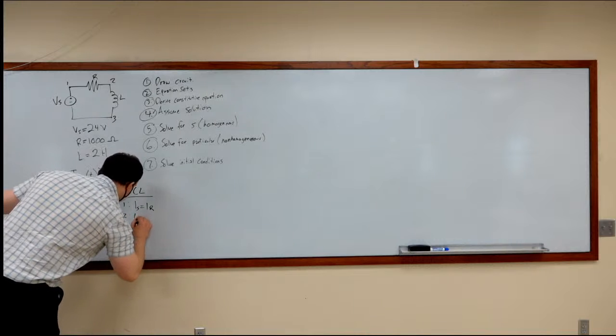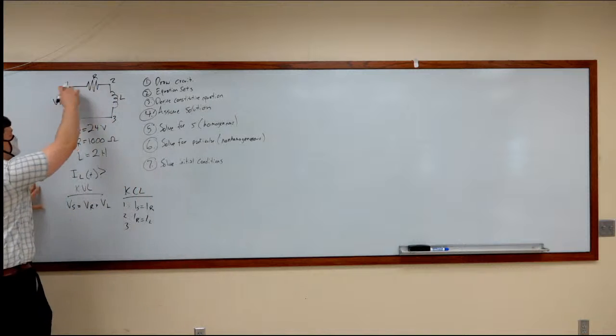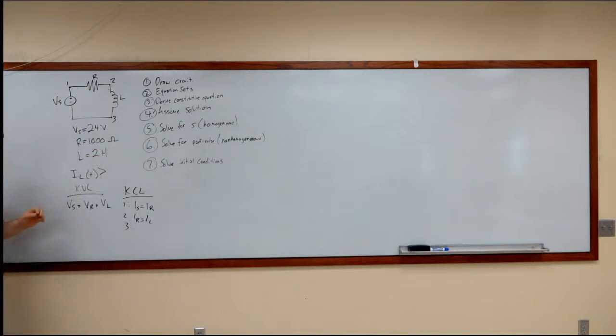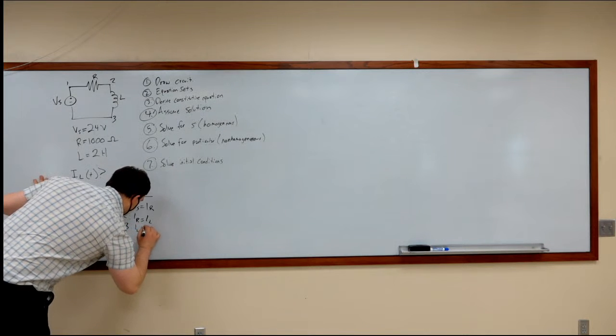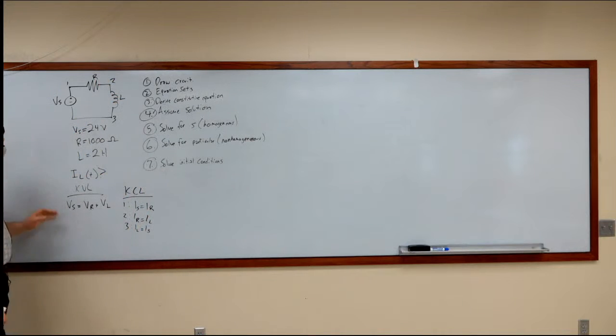IR equals IL. Okay, that's at node 2. It's coming in, going out. What's the third one? IL equals IS. Okay, it's coming into node 3, going out of node 3.